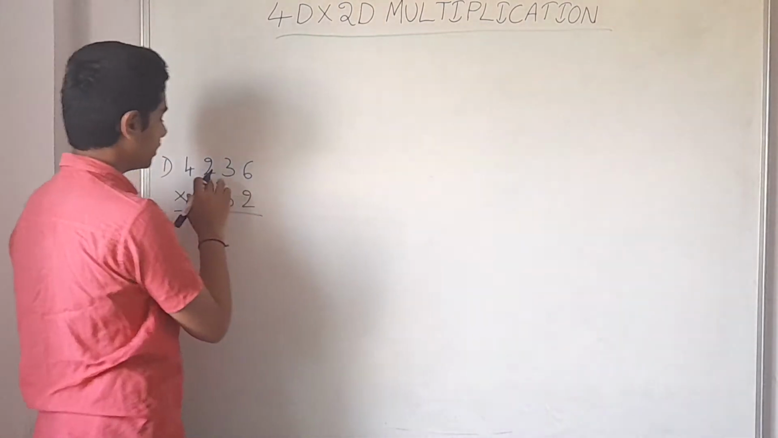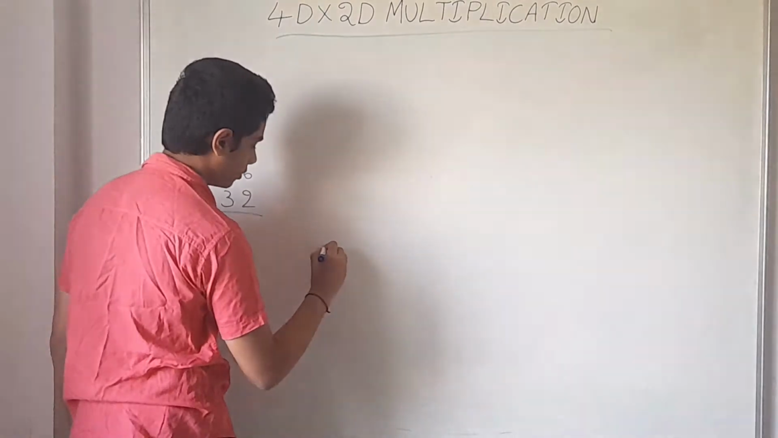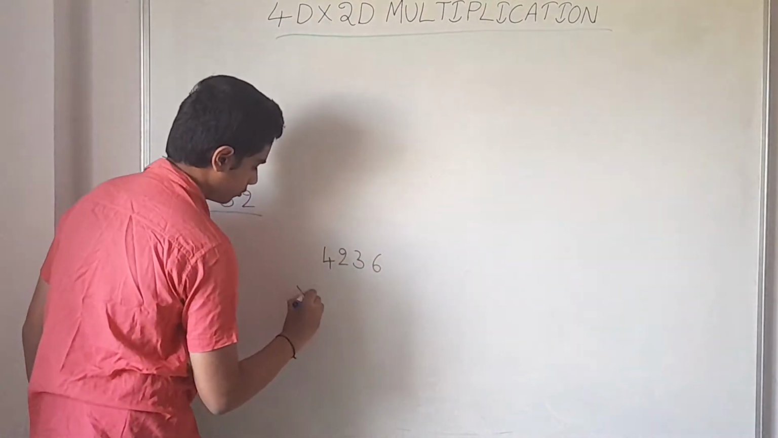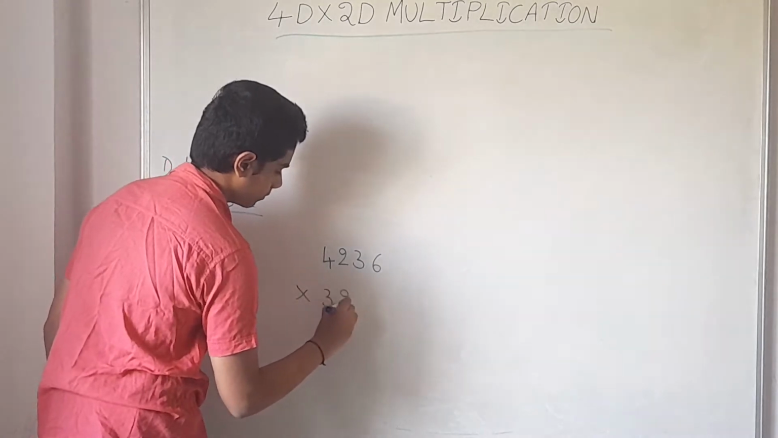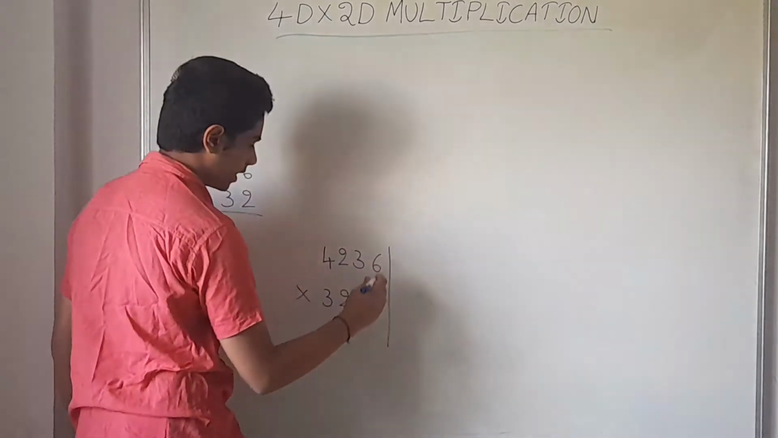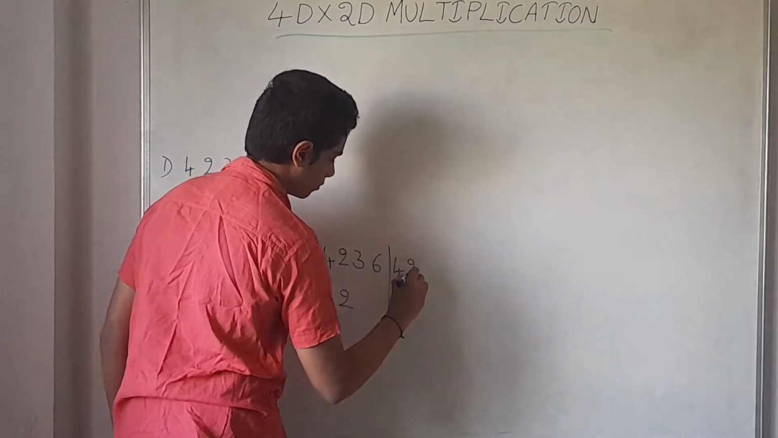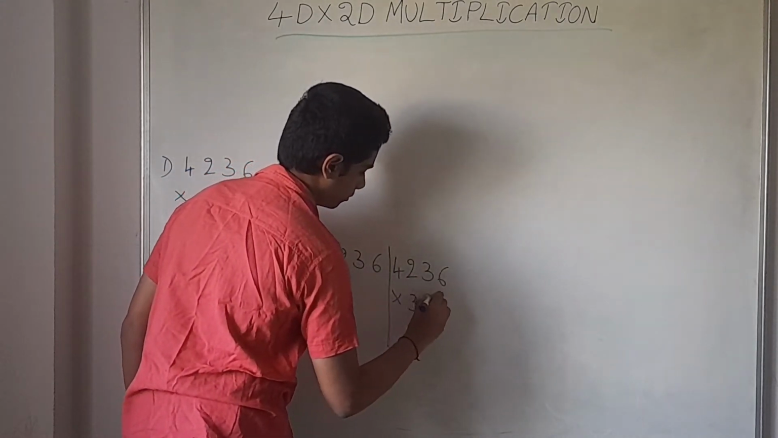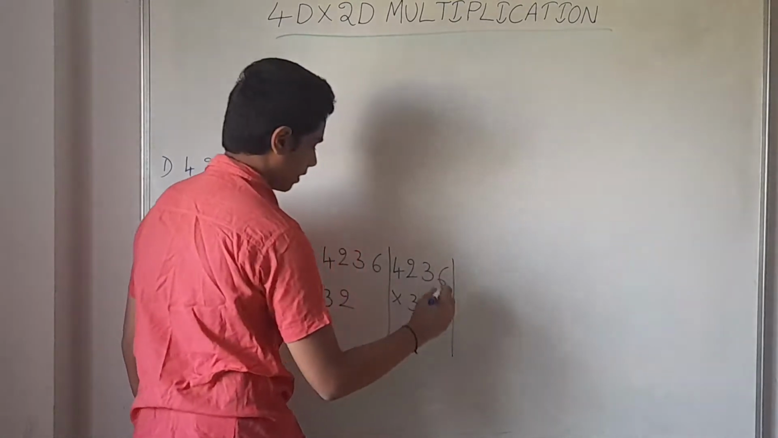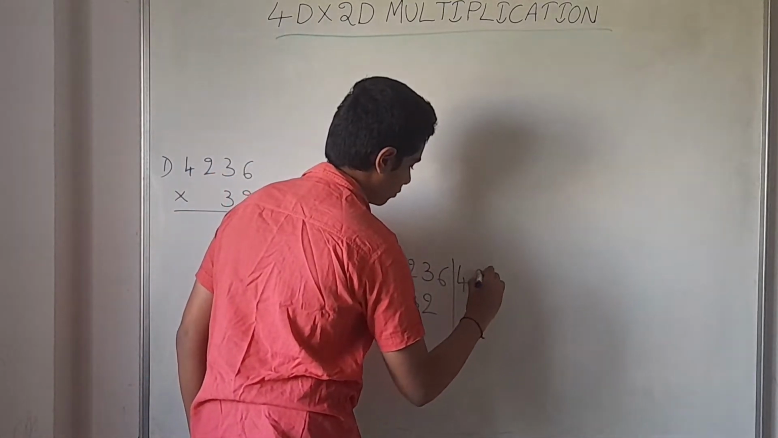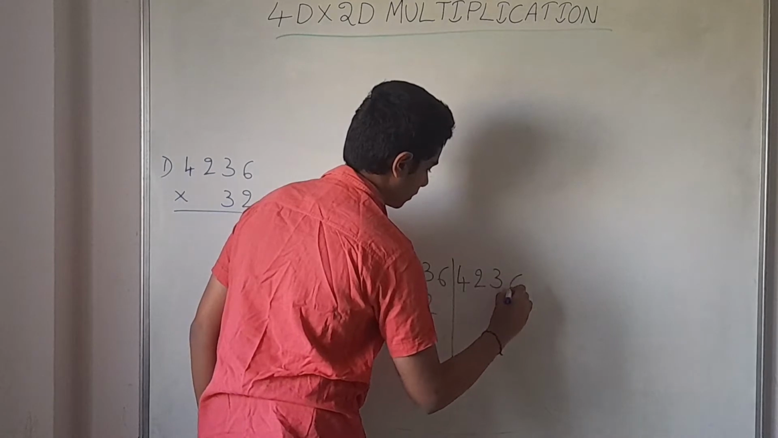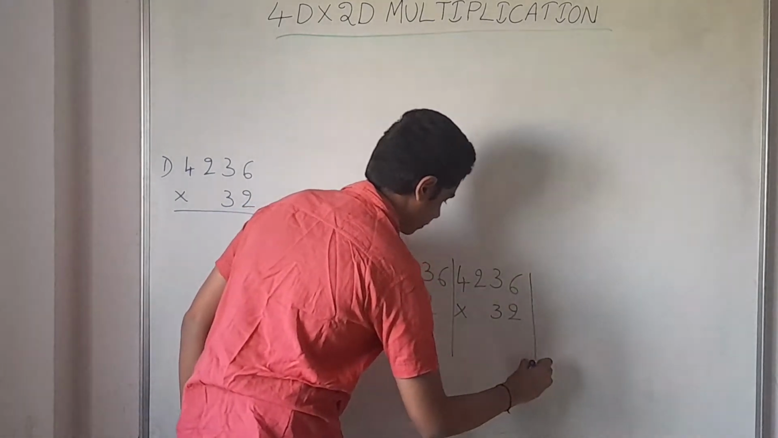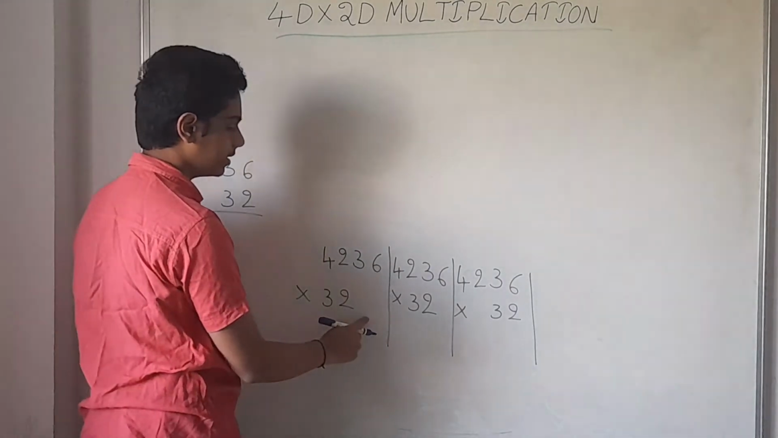First, you should divide this into 3 rows. In the first row you should write 4236 into 32 and draw a line. In the second row you should write 4236 into 32, again draw a line, and write 4236 into 32 and again draw a line. We should write this as 3 rows.